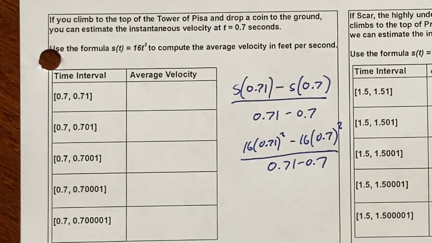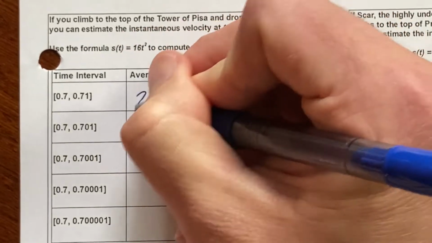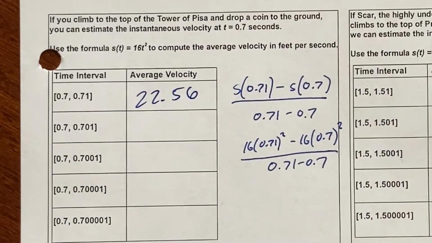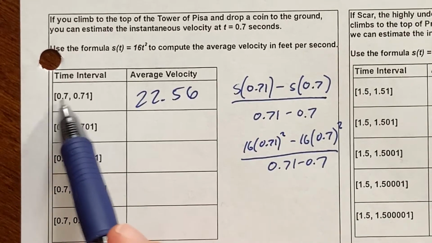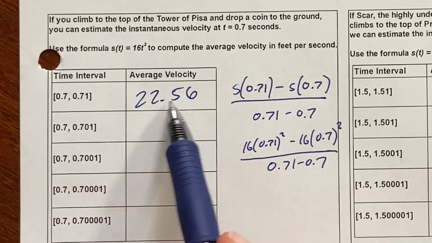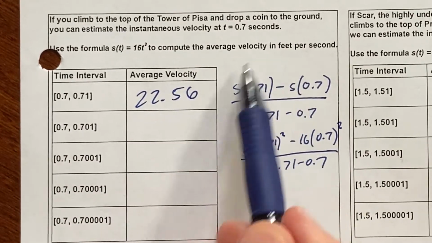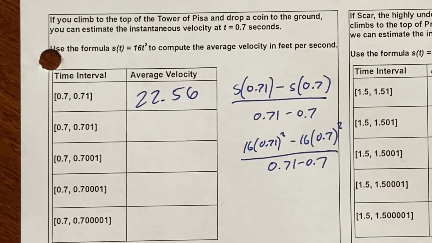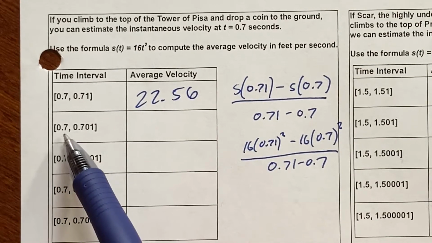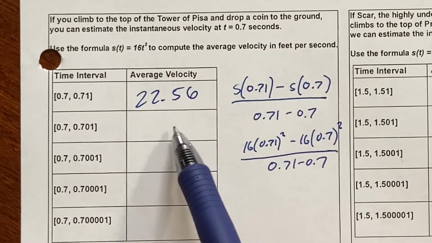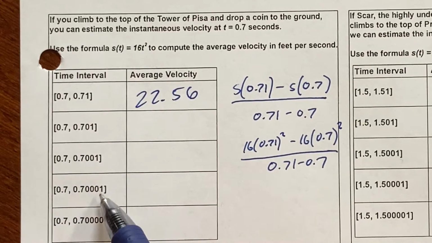And you punch all that into your calculator and you get the magic number 22.56. So that's the average velocity of that coin between 0.7 seconds and 0.71, 22.56 feet per second. Okay. If we're going to do the rest of these, I would take 0.7, go right there, 0.701 right there. Notice each of these is getting to be a smaller number. These numbers are getting a lot closer to this number.